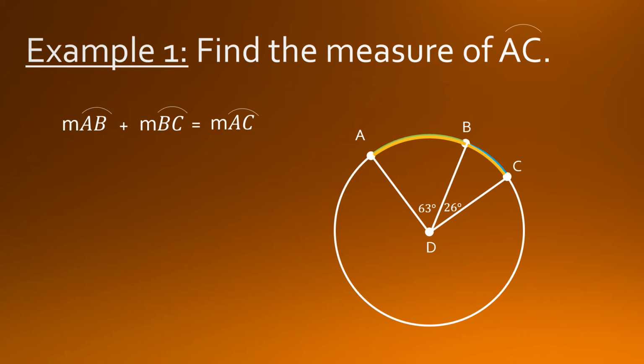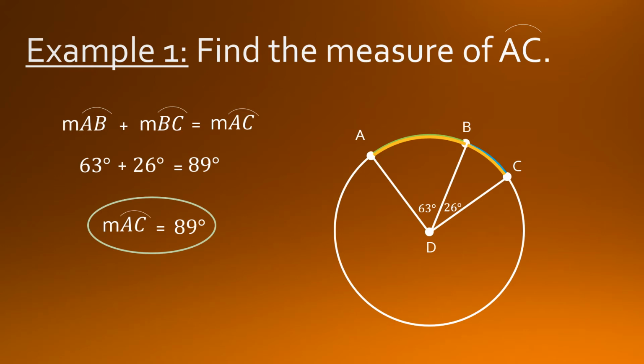We have angle ADB measuring 63 degrees. And we learned previously that the central angle is equal to the measurement of its arc. So since central angle ADB is 63, we know arc AB measures 63. And since central angle BDC measures 26, we know that arc BC measures 26. So when we add those together, we're going to get the measurement of arc AC, which is 89 degrees. So the measure of arc AC is 89 degrees.